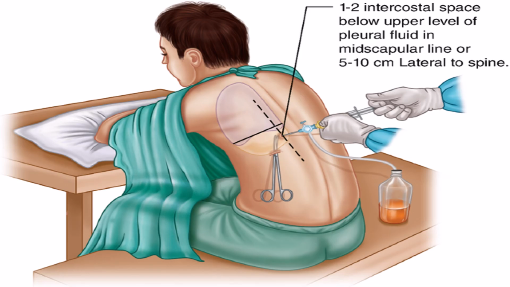One to two intercostal spaces below the upper level of pleural fluid in the mid-scapular line, or 5 to 10 cm lateral to the spine, is the best place to insert a needle. During this procedure, there is a risk of pain, bleeding, or a rare complication like pneumothorax.